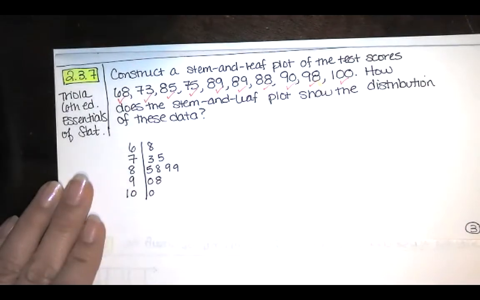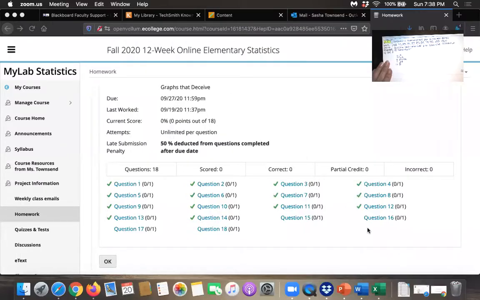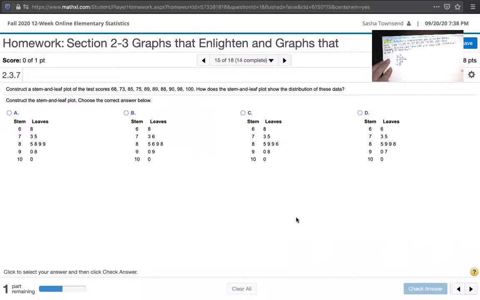Let me share my screen with you again. Oops. I want to look at the homework problem. There we go. So I am looking for the one that I have on my piece of paper. Now they don't put the bar there, but that's okay. I'm looking for 68, 735, 85899, 908, and 100. So this one's close, but it has 85996, so that's not it.